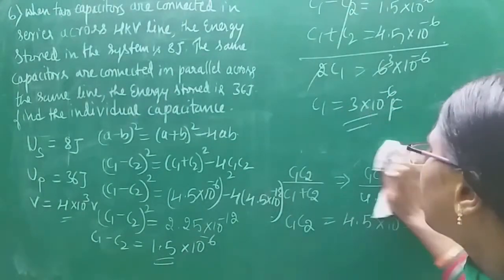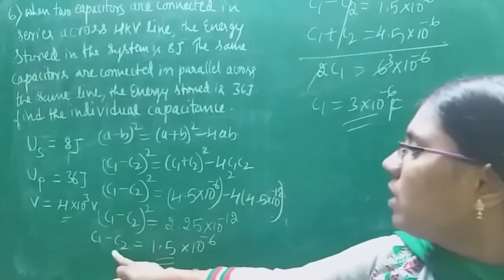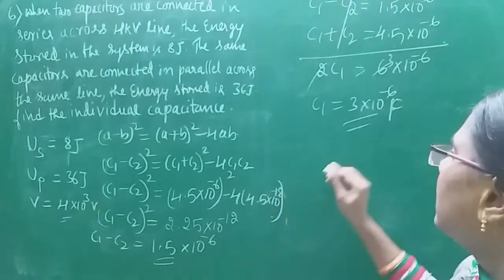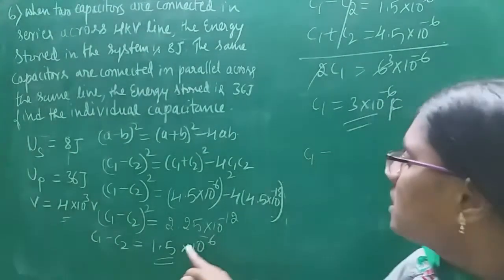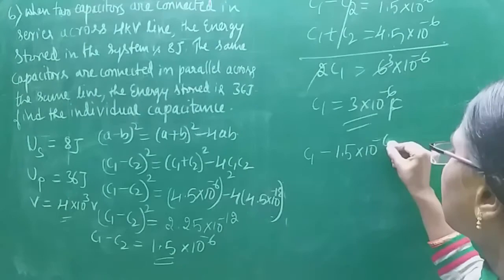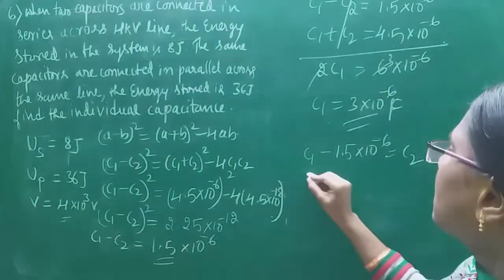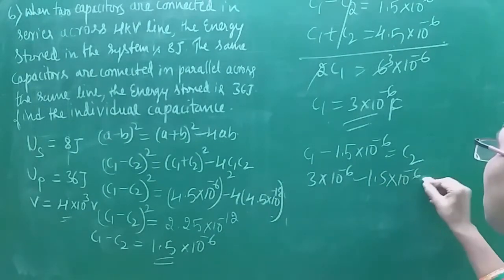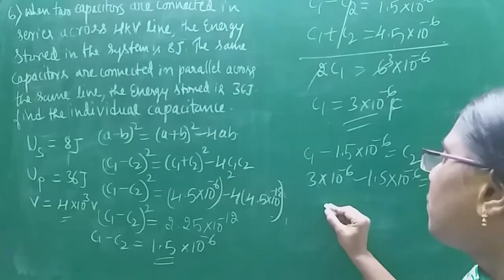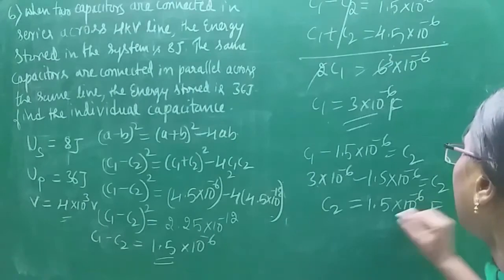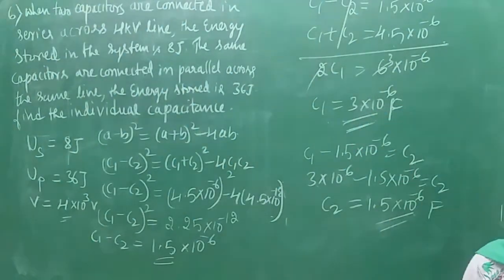Okay, in the same way, in order to find out C2, consider the C1 minus C2 equation. Just take C2 to this side. We get C1 minus, now take 1.5 to this side, so 1.5 into 10 to the power of minus 6 is equal to C2. C1 is 3, so 3 into 10 to the power of minus 6 minus 1.5 into 10 power minus 6 is equal to C2. So 3 minus 1.5 is 1.5. So C2 is equal to 1.5 into 10 power minus 6 farad. This is the individual capacitance when two capacitors are connected in series as well as parallel.